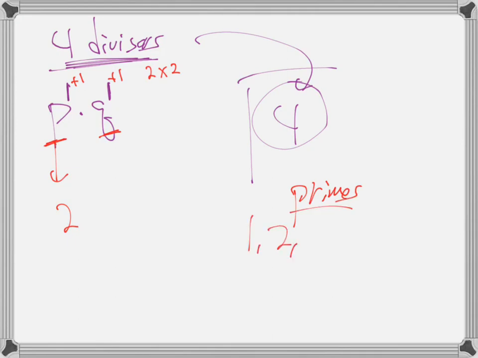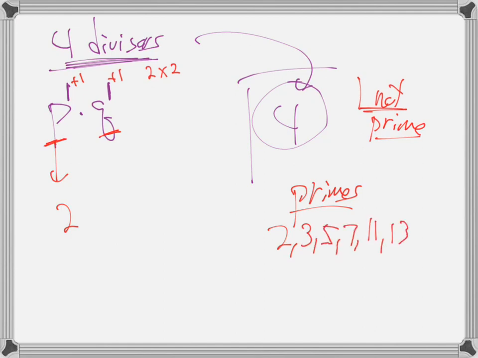You might wonder about 1. I never talked about 1. 1 is not prime. It's also not composite. As the song goes, 1 is the loneliest number. It's in neither category. 1 is neither prime nor composite. We'll leave it at that. So anyway, the lowest prime is 2, then 3, 5, 7, 11, 13, etc.